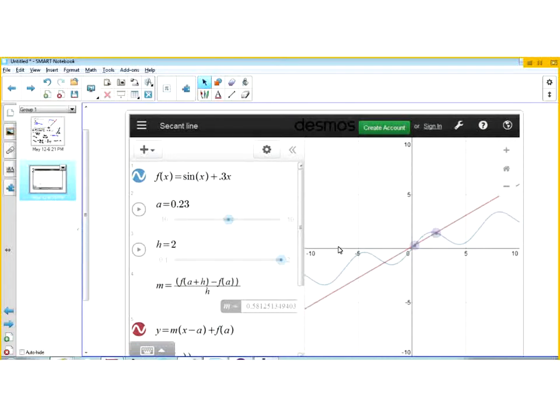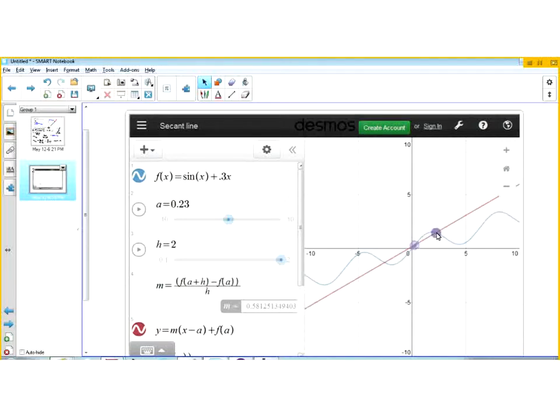Okay, so look at this graph. The graph drawn in blue is the equation f of x is equal to sine x plus 0.3x. So don't worry about how to plot it just yet. We'll get to that later. And look at the red line.